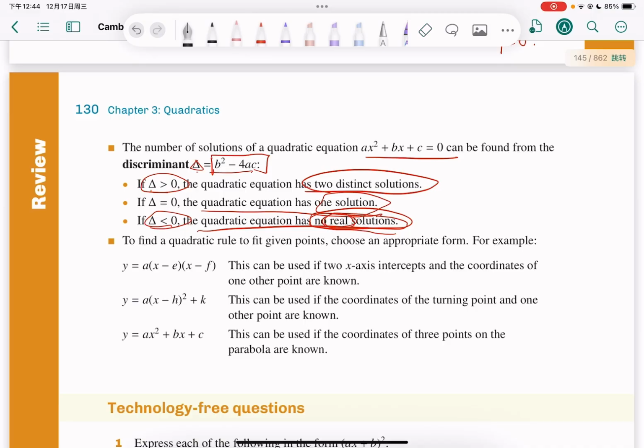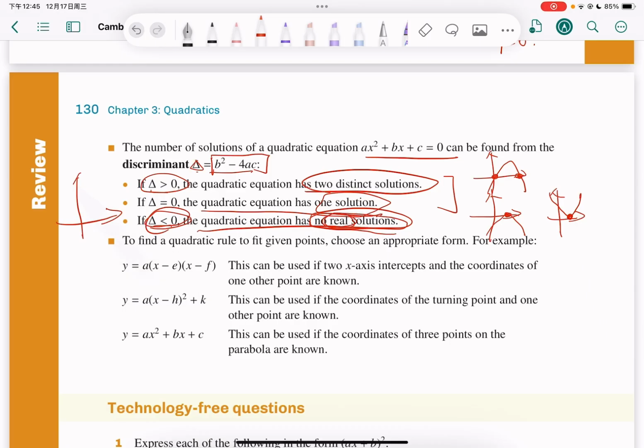So whether it's greater than 0 or equal to 0 depends on how many solutions. So let's talk about the graph. If you have 2, then maybe it looks like this. So you have 2 x-axis intercepts. If you only have 1, then the x-axis only touches your turning point. Or it may look like this, only touching the turning point. When it's smaller than 0, then it does not touch. It can be like this or like this. So it does not touch the x-axis.